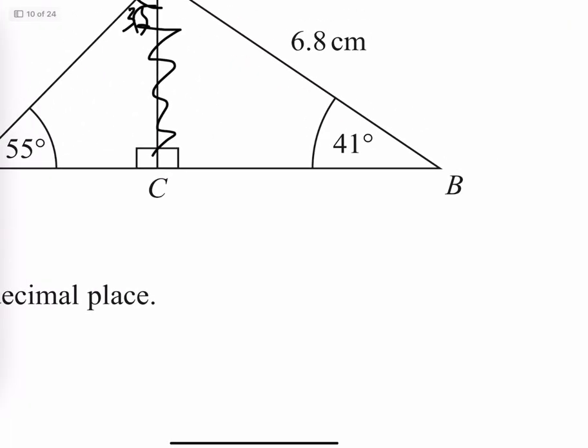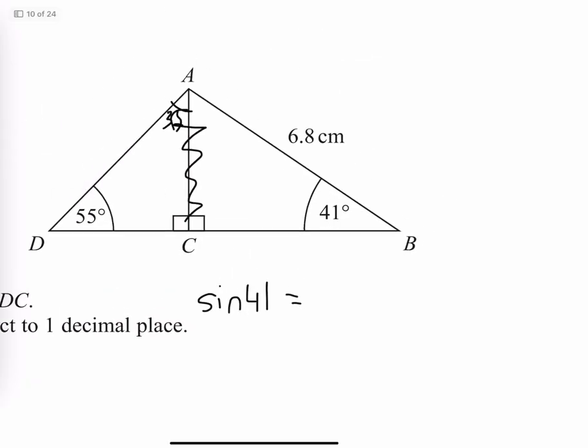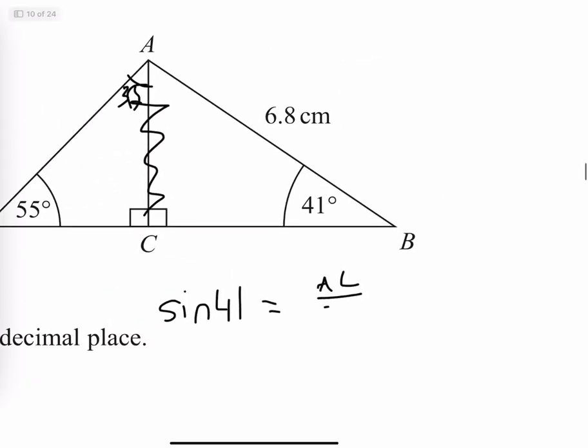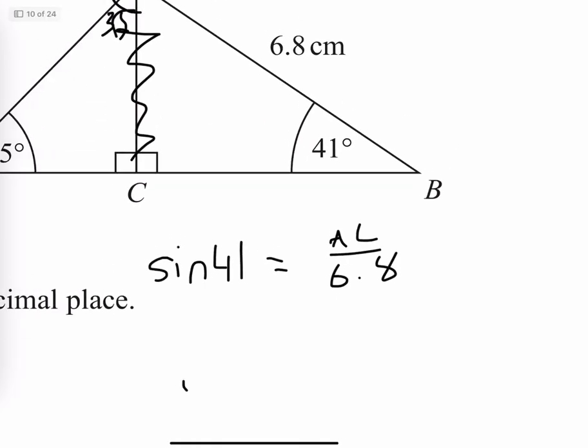Well, SOHCAHTOA, we're using sine here, so sine of 41 is opposite over hypotenuse, so we have AC over 6.8. So 6.8 sine of 41. Once again, make sure your calculator hasn't slipped into a bad mode. It should have a D at the top. If it doesn't, make sure it does, which gives me AC equals 4.46.